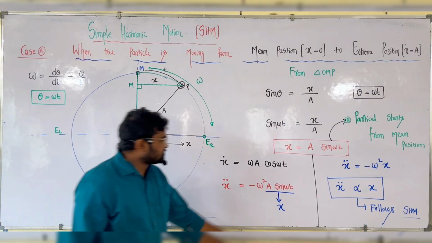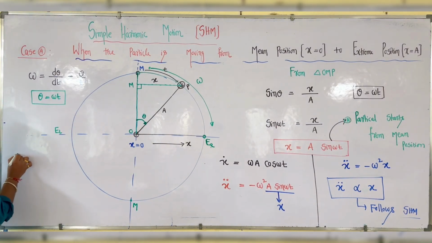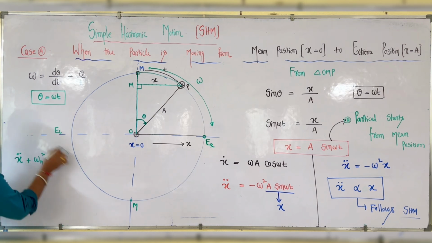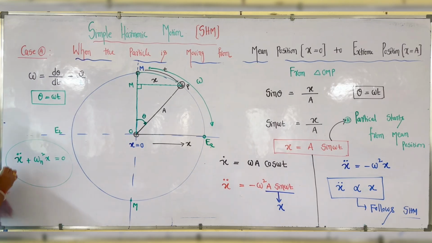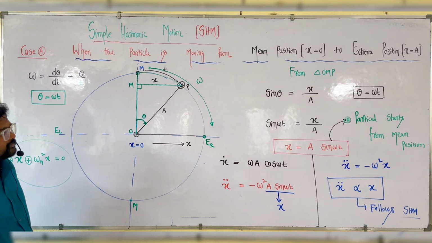So finally, this is the governing equation: x double dot plus omega n square x equals 0 must be satisfied. Here it should be plus. This is for undamped, free oscillations. Completed.